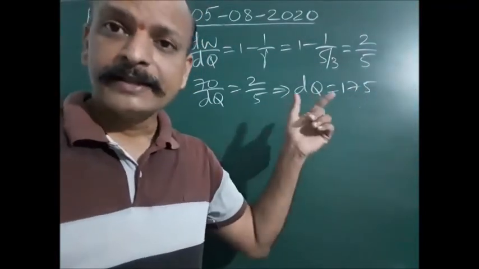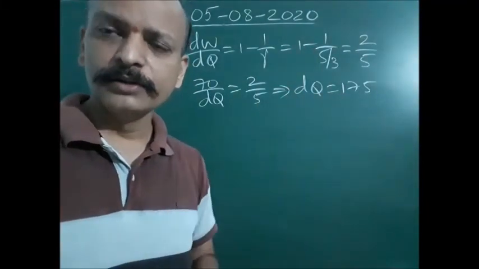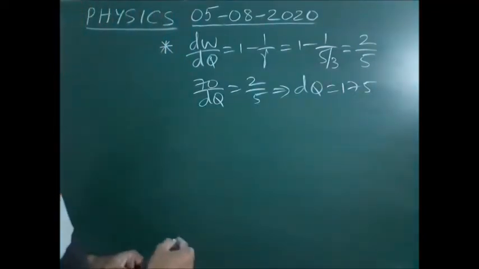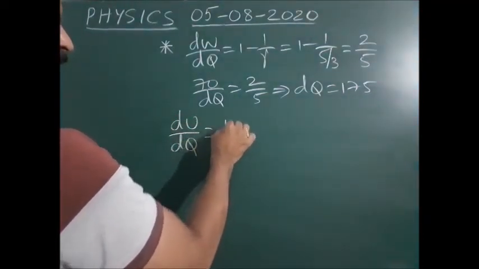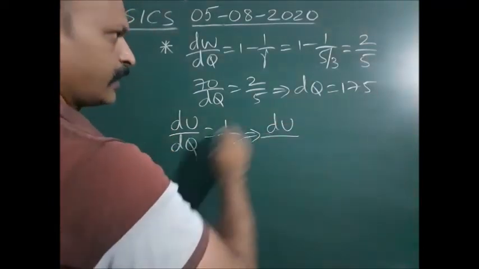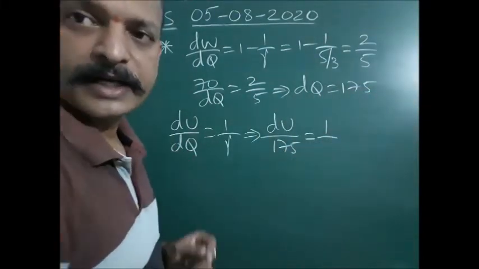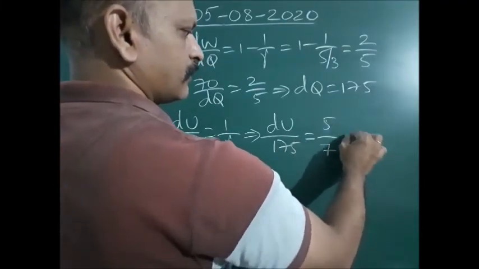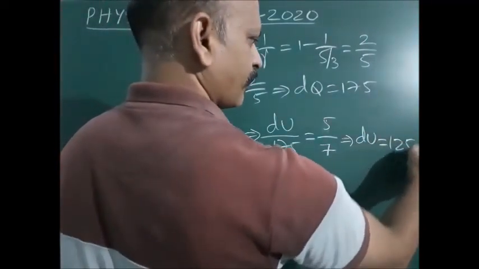Okay. Now this energy, whatever is given to monoatomic gas, this same energy is now given to diatomic gas. When it is given to the diatomic gas, then the increase in internal energy we want to find out. Then dU by dQ is equal to 1 by gamma. dU we have to find out. dQ is the same heat, 175 joule, equal to 1 by gamma; for diatomic gas, that is 7 by 5, so 7 by 5 goes up. Therefore, dU, if we calculate this, we get 125 joule.